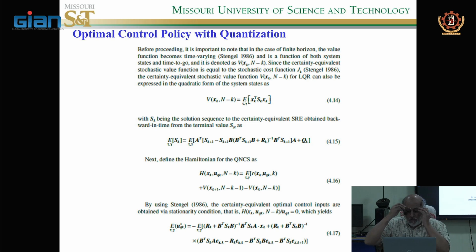Okay? So now you use that Hamiltonian and you come up with that partial H over partial. Now look at that. Here I'm using the quantized value Q of K. Okay? So now what happens is if you take partial H over partial U QK, you end up with two terms. Now look at that. The first term is the same as the Riccati equation, the control. Look at the second term. The second term has errors, the quantization errors in the state as well as the quantization error in the U.